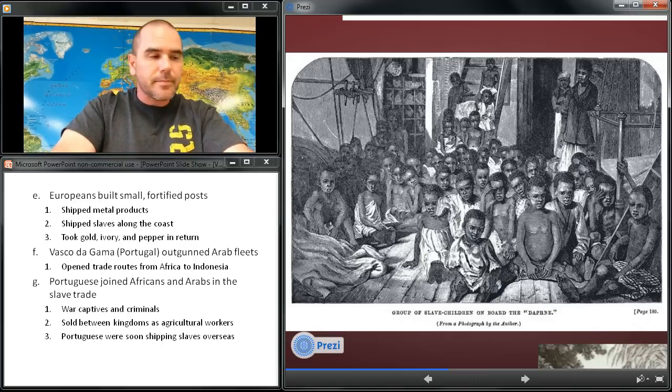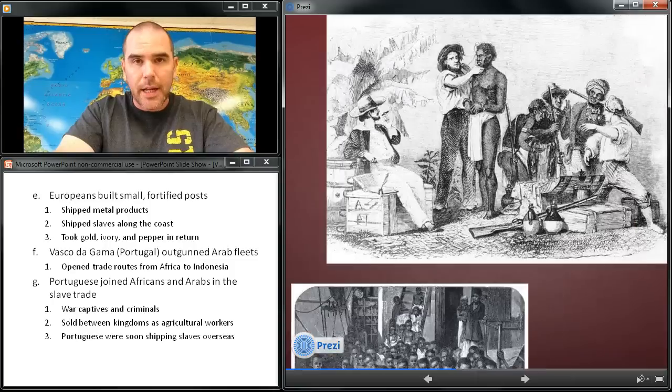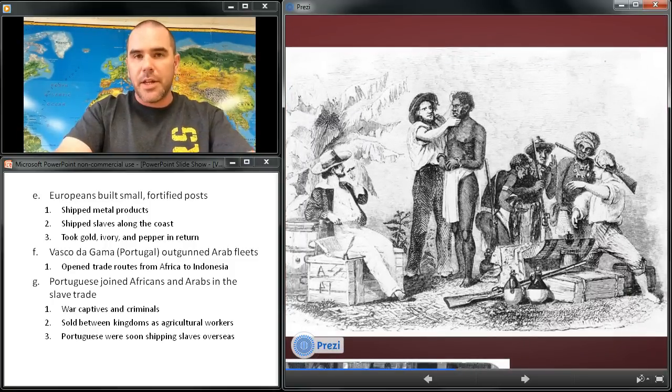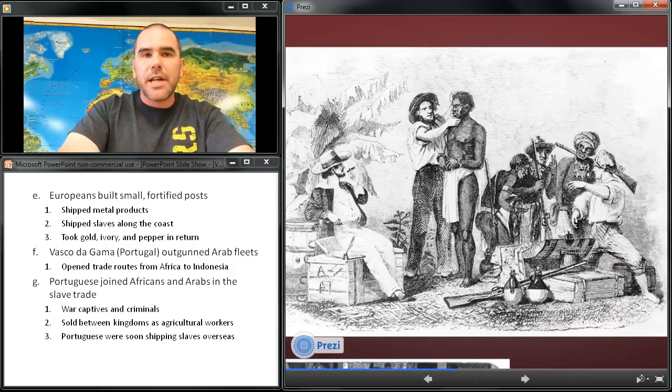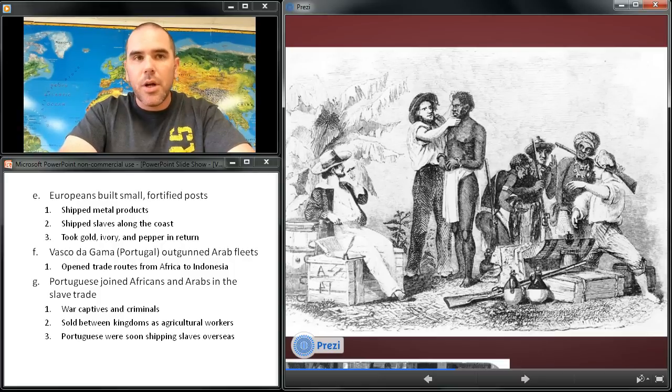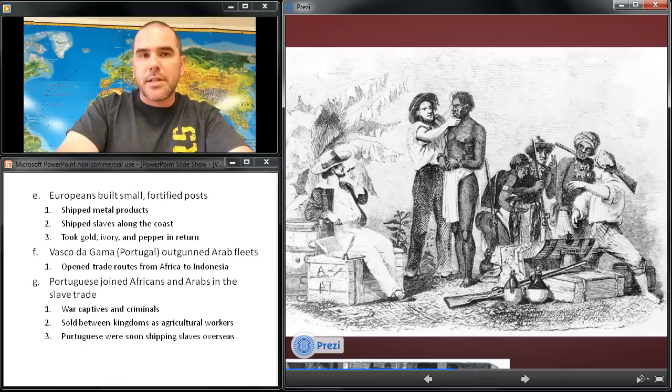To exploit this trade, the Portuguese merchants established these forts that we've been talking about in small port cities. First at a place called Almeida in 1482, and later at Gore and Pinda and Loango, where they bought gold and slaves. And they bought these typically from African princes and warlords.